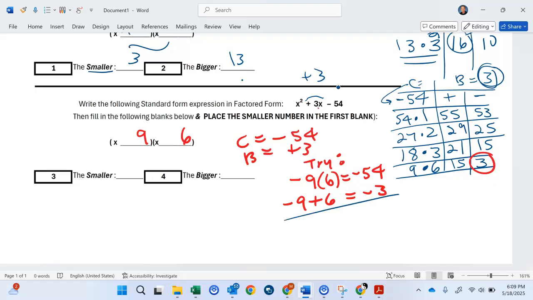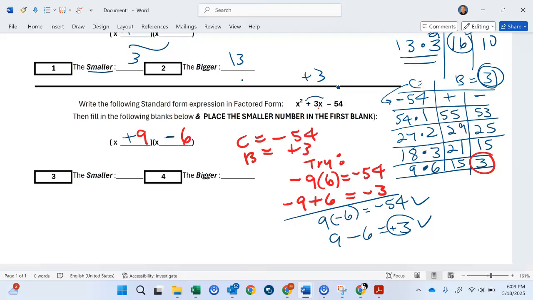Now let's try 9 times negative 6, also negative 54, and 9 minus 6 equals 3, and that's positive, right? So that checks. So this one works. So that means this is going to be plus 9 and minus 6.